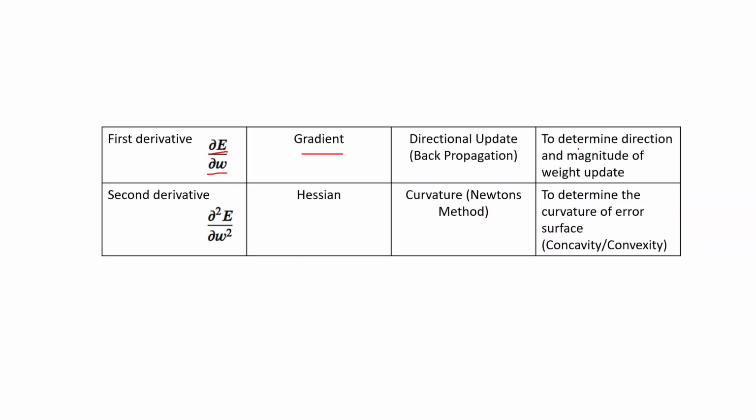That is, the first order derivative is used to determine the direction and the magnitude of the weight updates, but the second order derivative, given by ∂²E/∂W², is a Hessian matrix, which gives the curvature. It is used in Newton's method, and it will determine the curvature of the error surface, to find out the concavity or convexity of that surface.